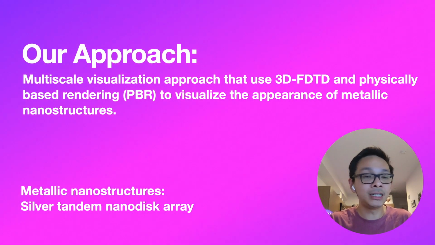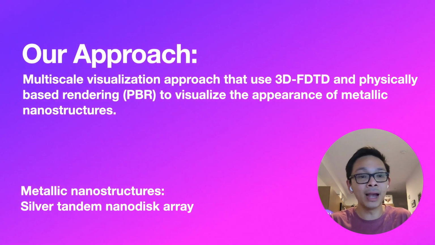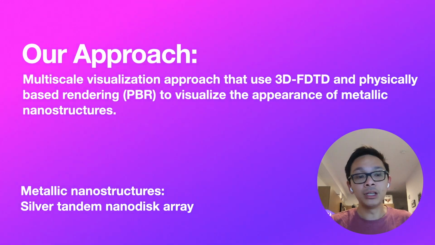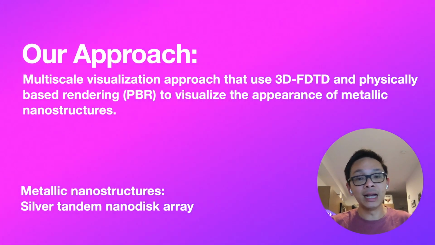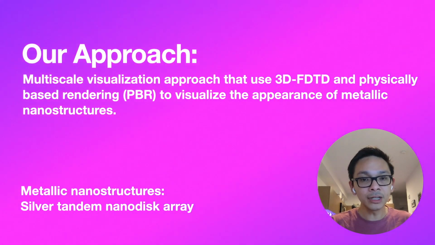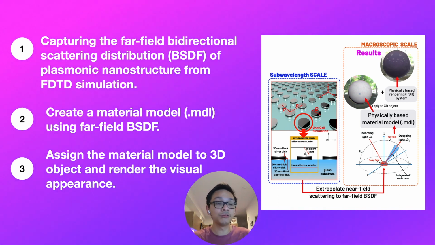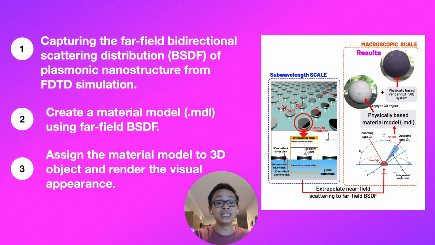It uses FDTD and physically based rendering, PBR, to visualize the appearance of the metallic nanostructure. In this case, we use the silver tenant's nanodisk array as a case study. In general, there are three steps in our approach. First, we capture the far-field bidirectional scattering distribution function of the nanostructure itself from FDTD simulations.